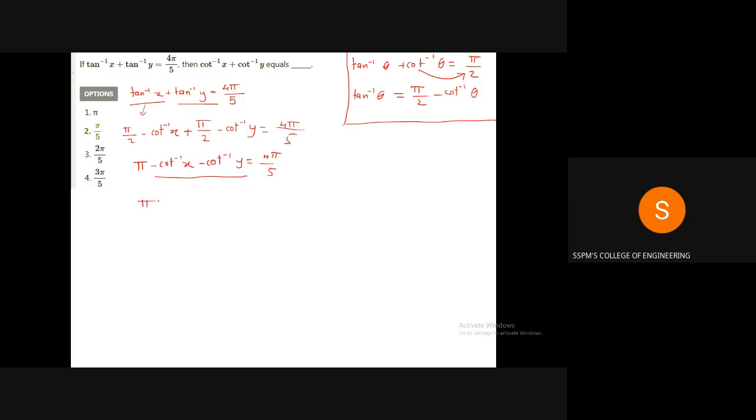So we have pi minus 4 pi divided by 5 first, and then we will take these trigonometric terms on the right hand side. So we have cot inverse x plus cot inverse y. Now we will solve this left hand side. Pi minus 4 pi by 5 is equal to 5 pi minus 4 pi divided by 5 is equal to cot inverse x plus cot inverse y. So 5 pi minus 4 pi is pi. Pi divided by 5 is equal to cot inverse x plus cot inverse y. So this is the correct option. Okay, pi divided by 5 is the correct option.